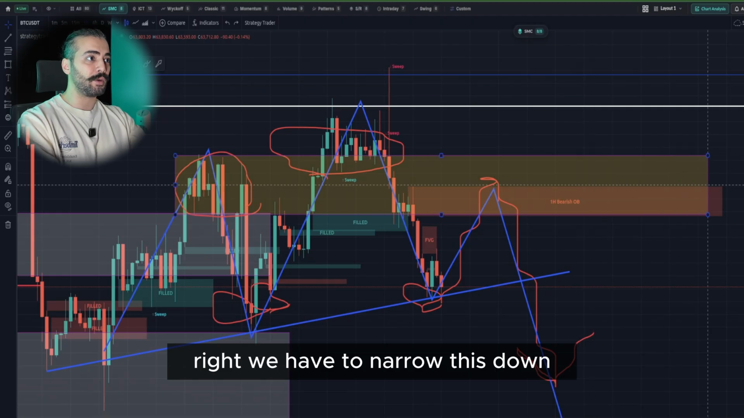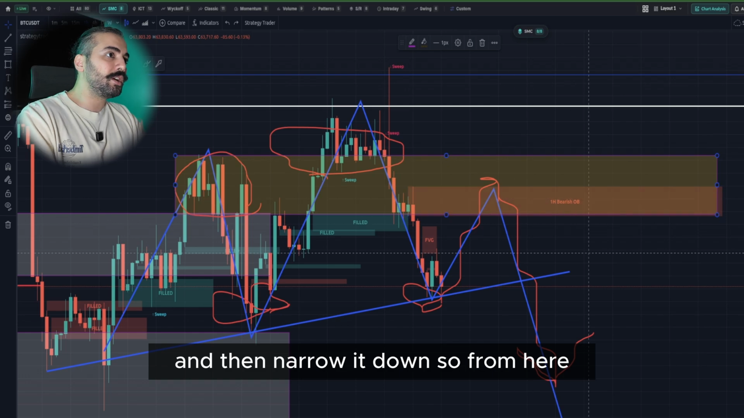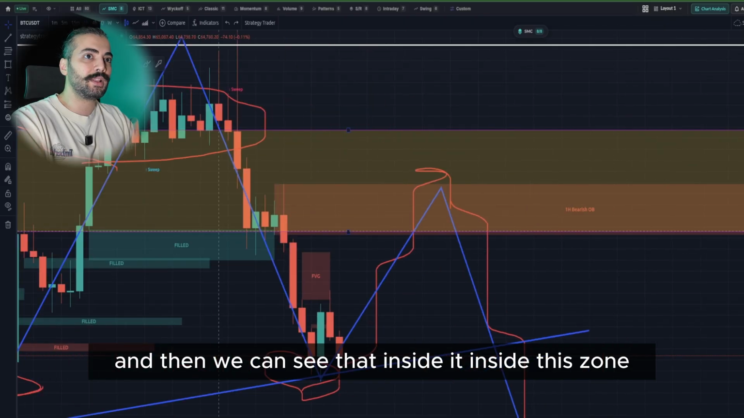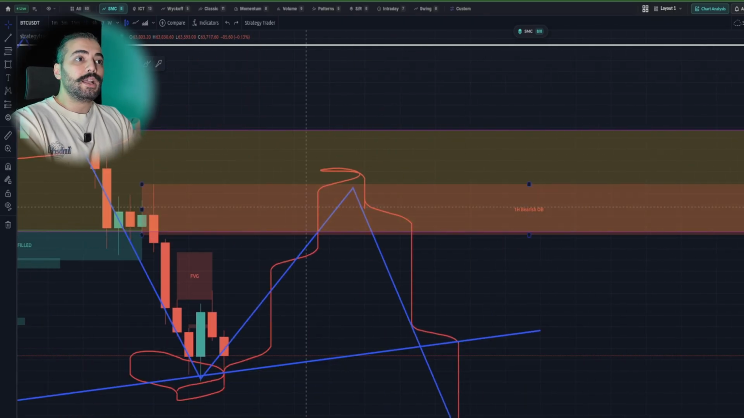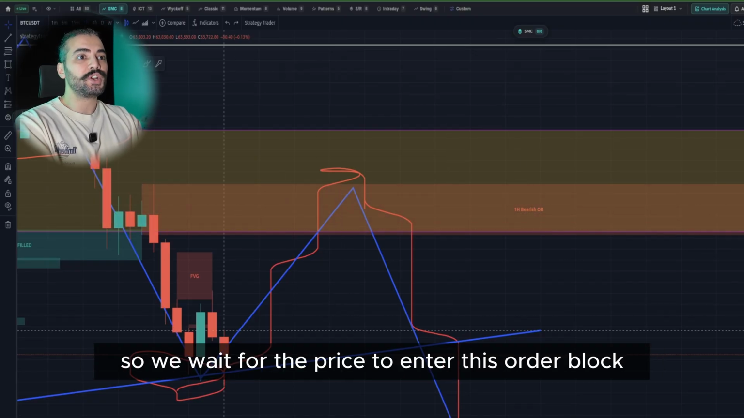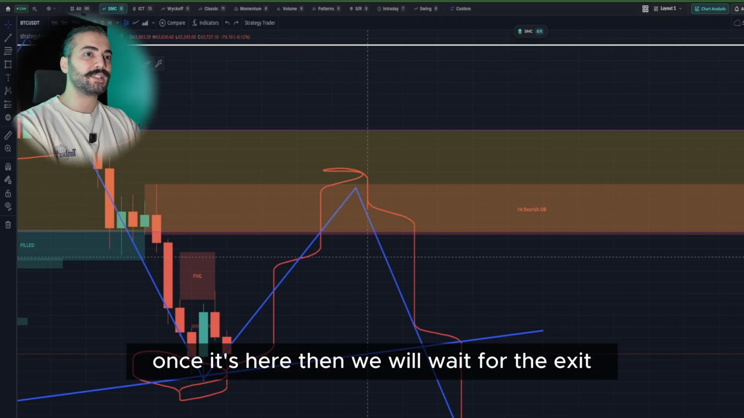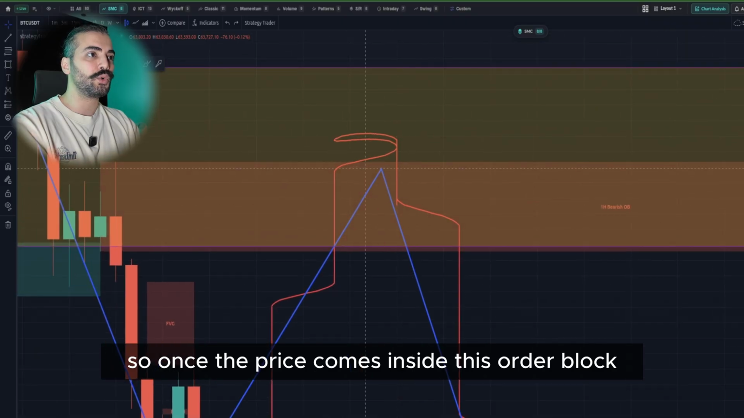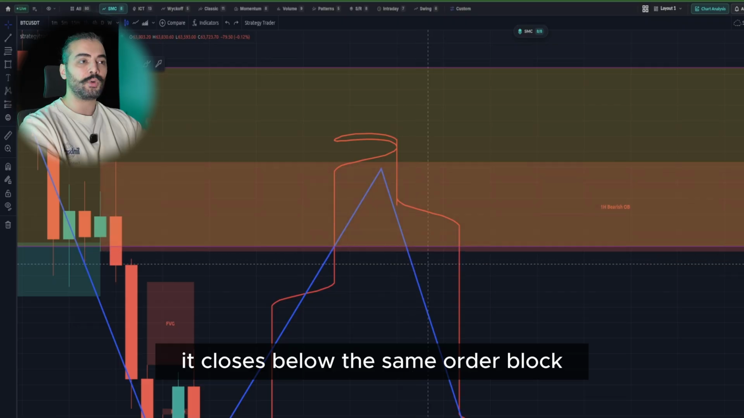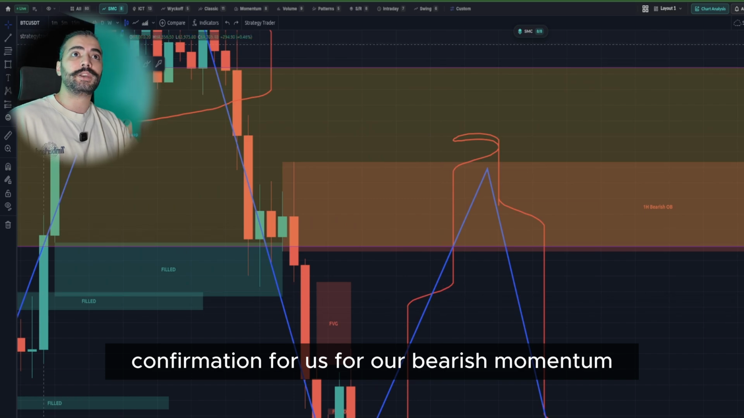We have to narrow this down, but we have to understand that we have to pick the best ones and then narrow it down. So from here, we pick the best ones, and then we can see that inside this zone, from the left side that we chose, we have an order block, a huge bearish order block. So we wait for the price to enter this order block. Once it's here, then we wait for the exit. Once the price comes inside this order block and exits from here, closing below the same order block, then it's a good confirmation for our bearish momentum.